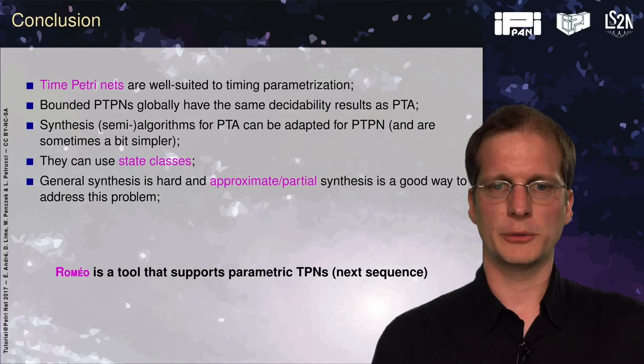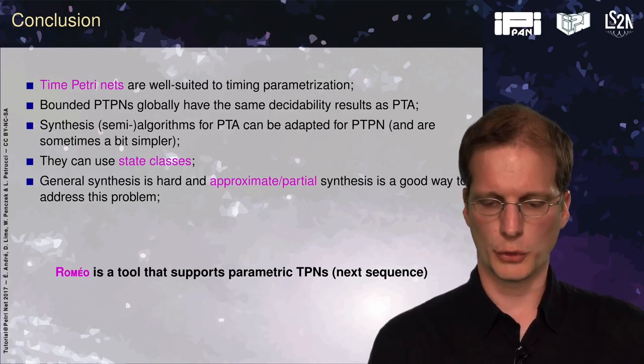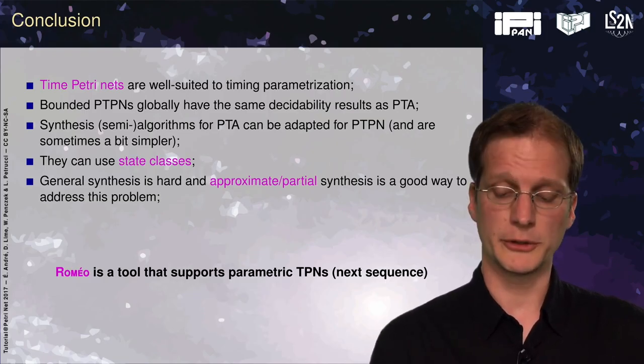To do that in practice, there is a tool called Romeo, which works with parametric time Petri nets.